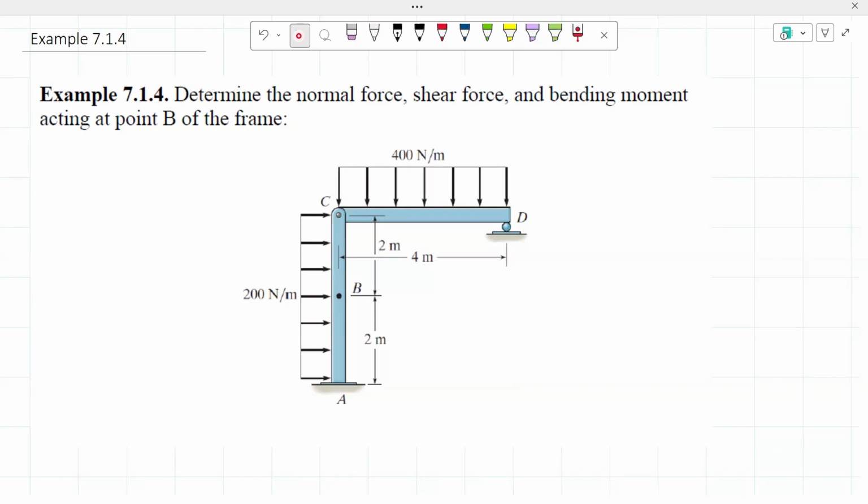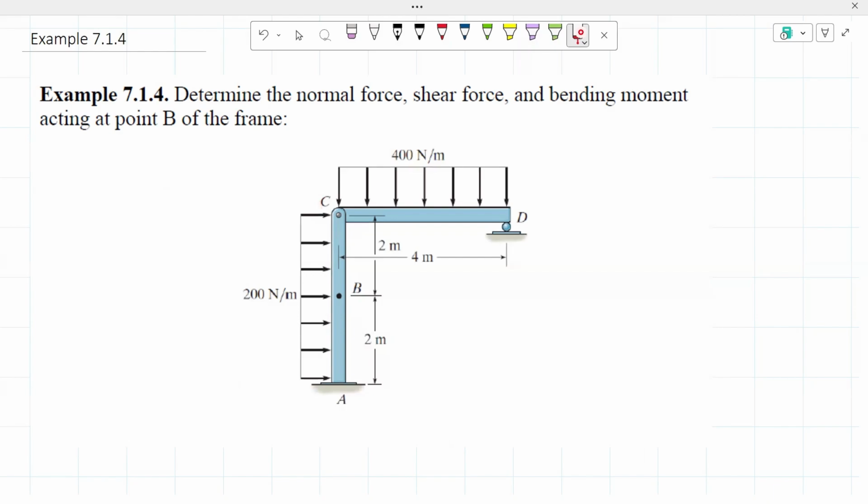Hello everyone. Today we're going to be working on example 7.1.4, and this example is asking us to determine the normal force, shear force, and bending moment acting at point B of the frame. As you guys can see, this frame has two components, two members, which would be our member AC and our member CD, which are being joined together by a hinge support at point C.